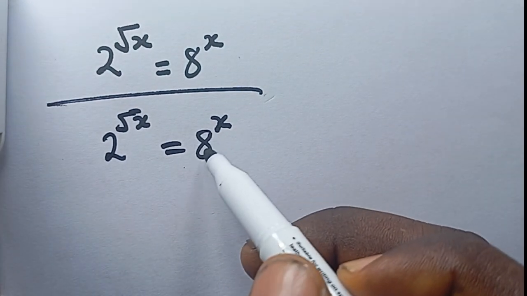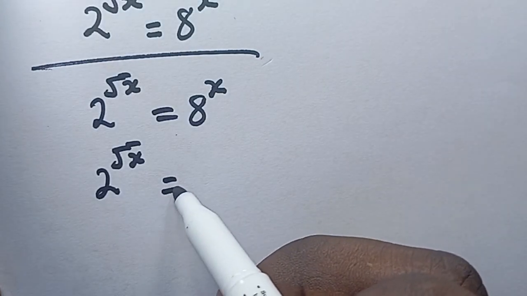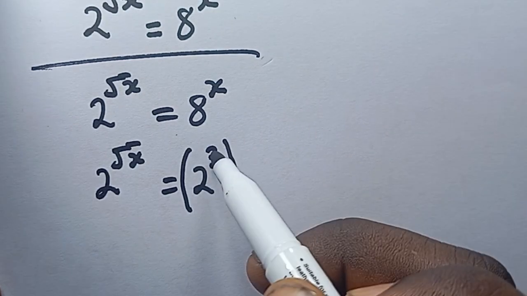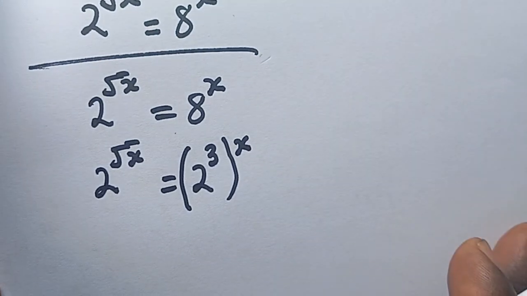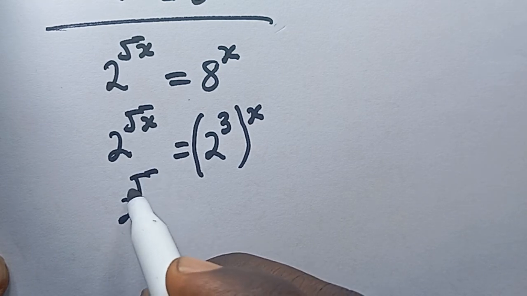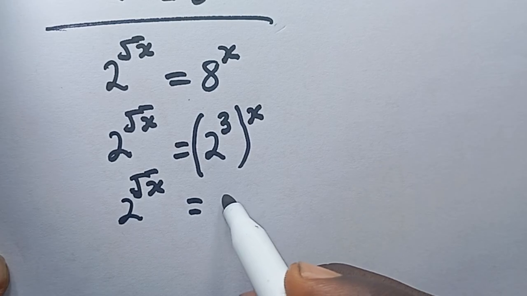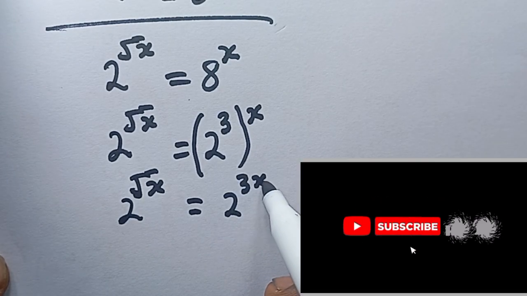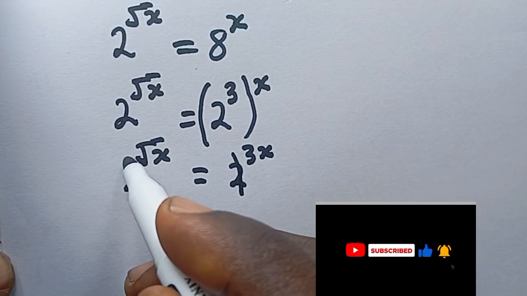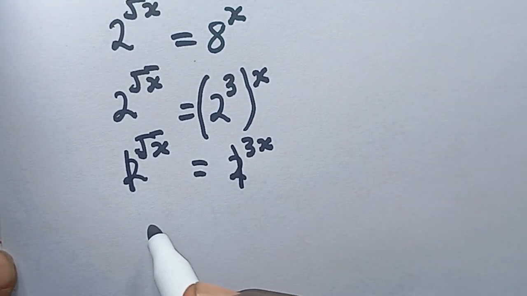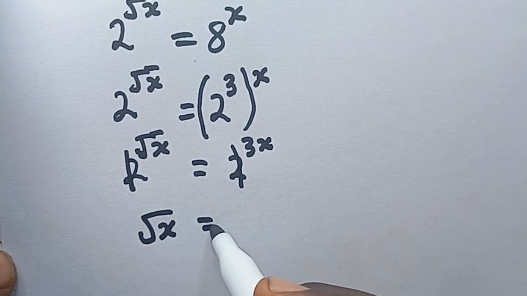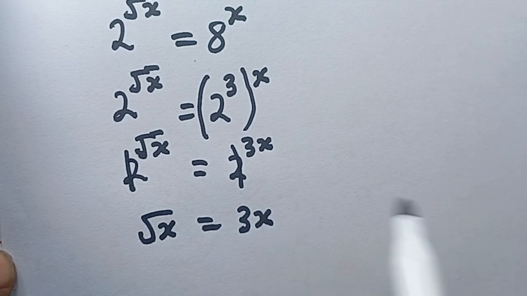So what I'm just going to do first is to write this 8 here as 2 power 3. Okay, and then I will use this 3 to multiply this x over here. So what I'm going to be having is just 2 power root x is equal to 2 power 3x. Okay, so using the rule of indices, I'm actually going to cancel their base since they are the same, and then I will equate the power. So I will have root x is equal to 3x.